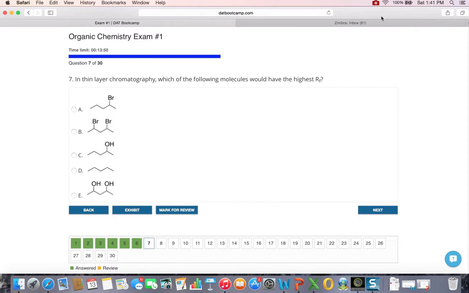So if we review just a little bit of theory about thin layer chromatography, there is a competition between a mobile phase and an immobile phase. So let me give you just a few notes on chromatography.